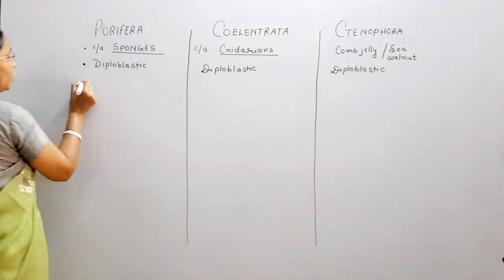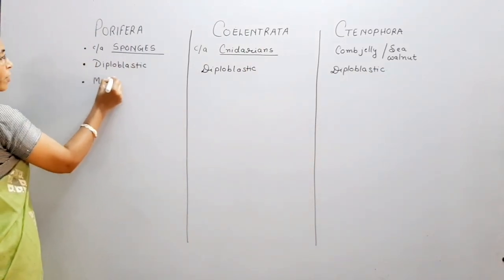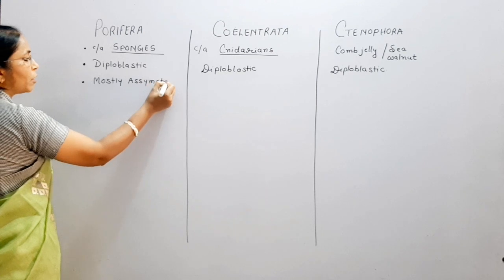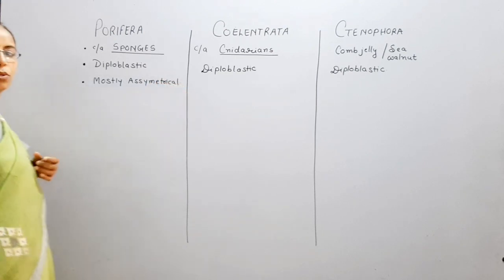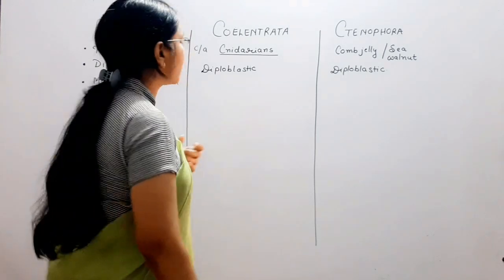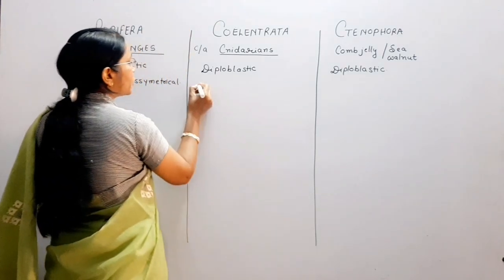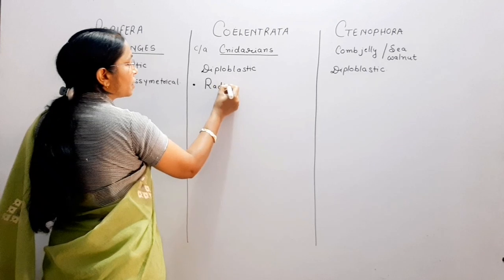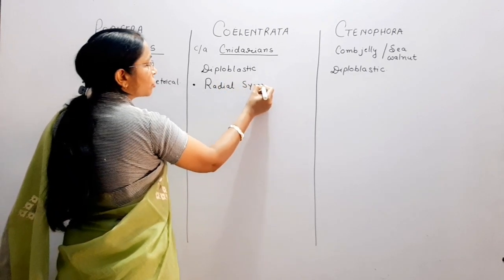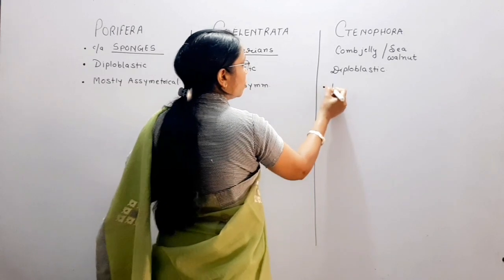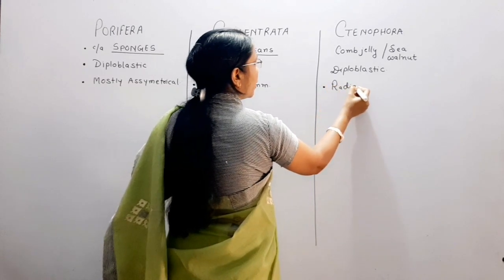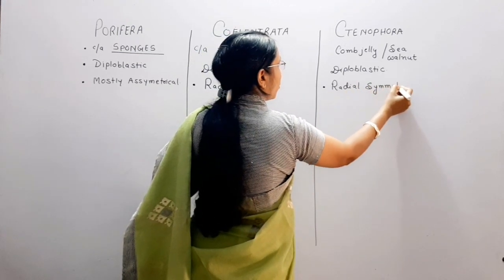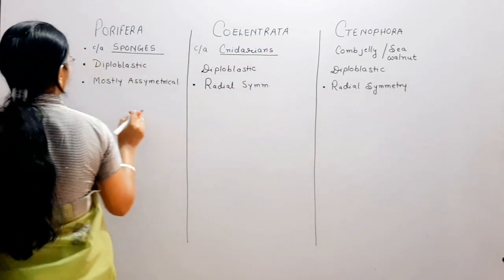Now we come to symmetry. Porifera are mostly asymmetrical. You remember, they are mostly asymmetrical. You study Leucosolenia, which is one example where symmetry is present. After that, coelenterates are placed in the class Radiata, so coelenterates basically show radial symmetry. And all the ctenophores also show radial symmetry in their body. Now all of you know the meanings of different kinds of symmetry.